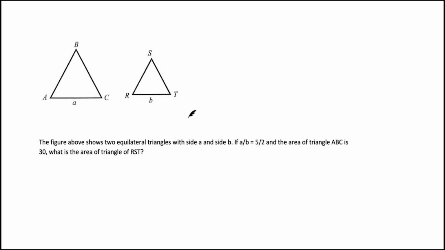Let's have a look at another question. The figure above shows two equilateral triangles. Okay, we've got two equilateral triangles with side A and side B. If A over B equals 5/2, we have the ratio of the corresponding sides. That's good. And the area of triangle ABC is 30. The area of this triangle is 30. What is the area of triangle RST?